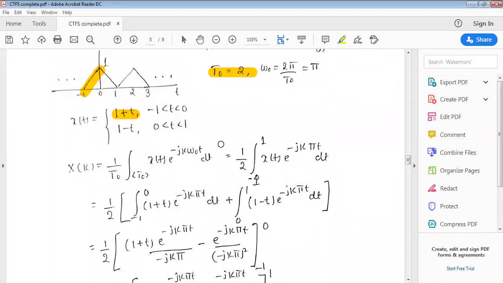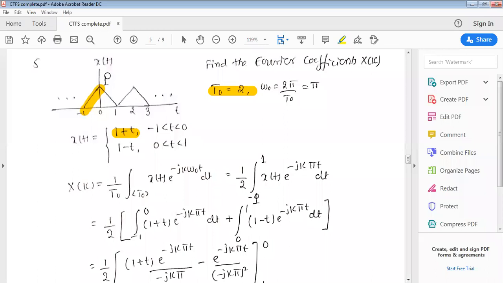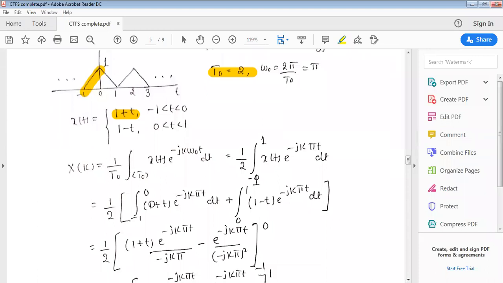Now x of k is 1 by T naught, integral for a period of T naught, x of t into e power minus j k omega naught t. So it has two definitions. Therefore, I'll write the equation as it is by taking omega naught equal to pi. Therefore, I have e power minus j k pi t, integral from -1 to +1. Now I have 1 by 2, split it into two parts, that is -1 to 0. What is your x of t? 1 plus t into e power minus jk pi t dt plus integral from 0 to 1.